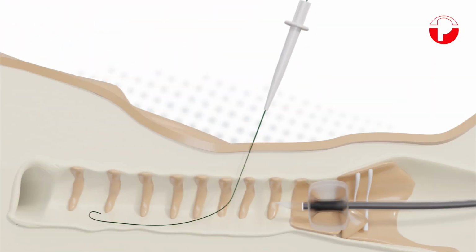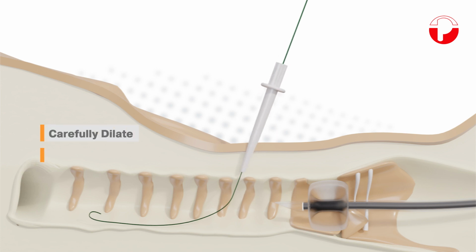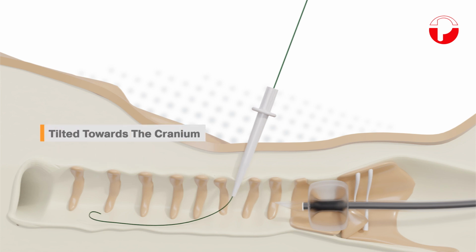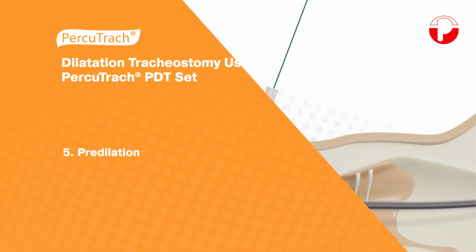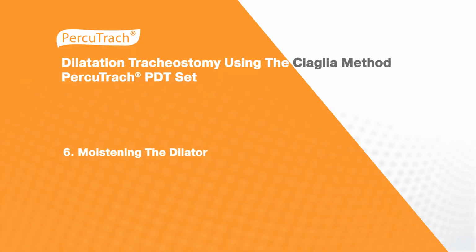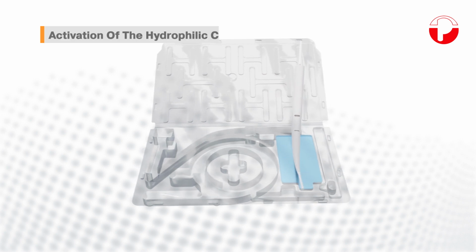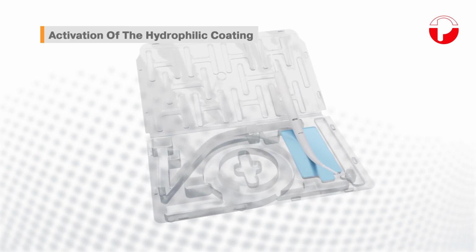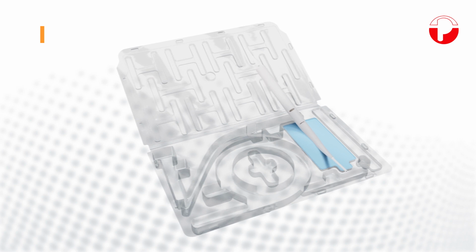Now advance the short predilator over the guide wire and carefully dilate the puncture site with a slight twisting movement. Here the predilator should be tilted towards the cranium to avoid damaging the rear wall of the trachea. Prior to the next step, the hydrophilic coating of the dilator must be activated with saline solution or distilled water.